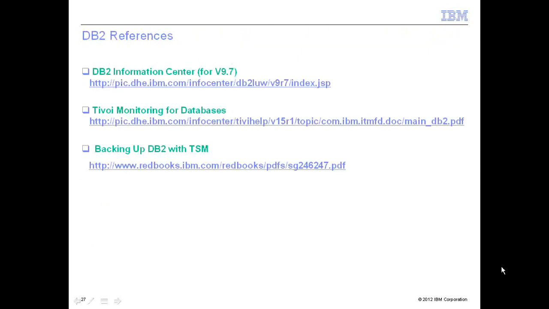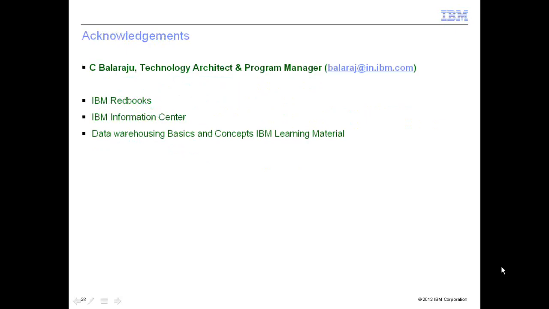That's about it. I'm done with my presentation. So I have mentioned some of the references here. One is the information center. One is for the Tivoli monitoring, the ITM solution that I was talking about. And one is for backing up DB2 with TSM.